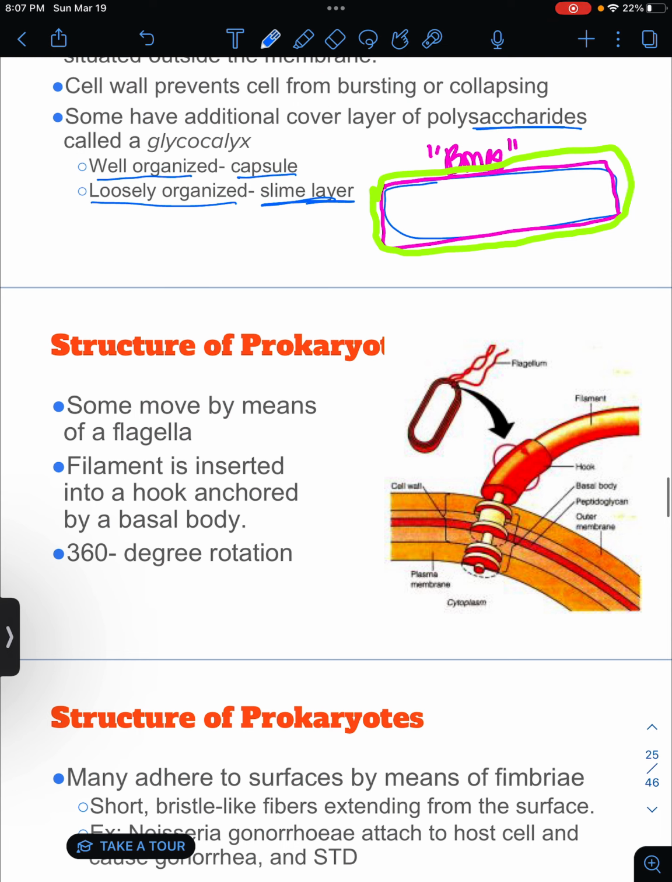So my pictures here, when I downloaded this, kind of went over a little bit of text, but it's okay. So we already know this. Some move by means of flagella. A filament is inserted into a hook and anchored by a basal body. That's what a flagella is, and we've already went over this. It's these guys right here. They have this basal body. They have a hook. And then they have this filament that kind of goes like this.